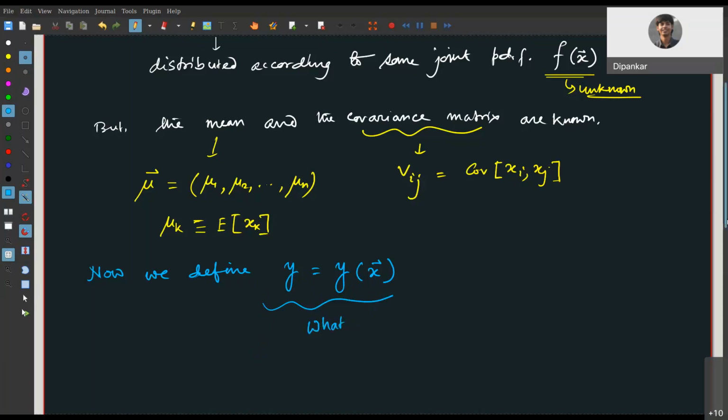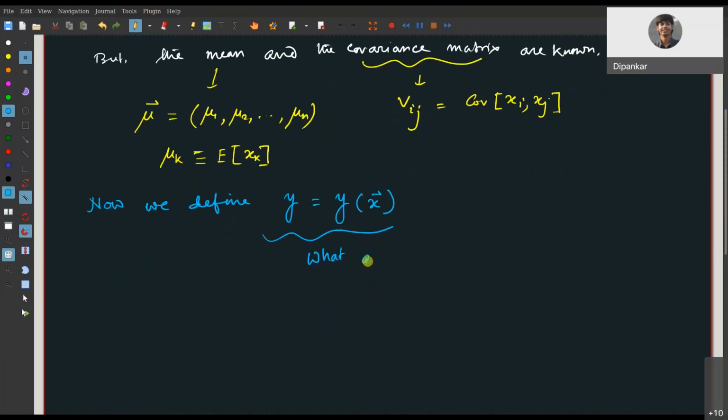what are the mean and variance of y in terms of this mu vector and Vij. Okay, this is my statement of the problem.